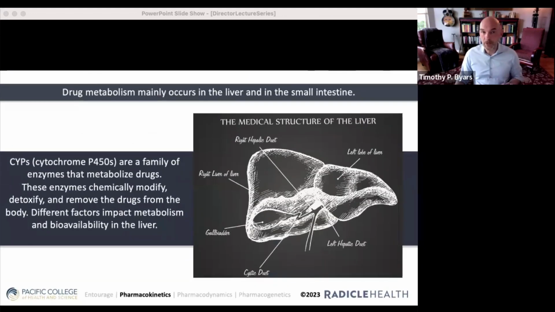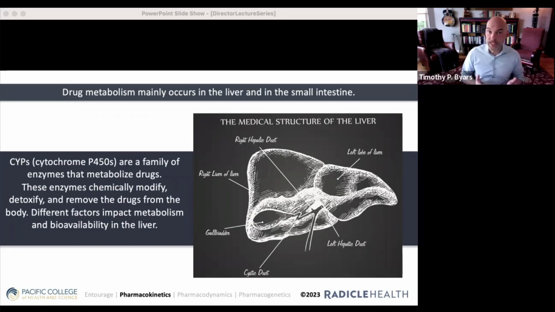So let's talk briefly about pharmacokinetics. Remember that pharmacokinetics refers to the movement of the drug into, through, and out of the body. It measures absorption, bioavailability, distribution, metabolism, excretion. And again, when we talk about pharmacokinetics, we're talking about what the body does to the drug. We're really only going to cover metabolism, and very briefly today, just for lack of time.